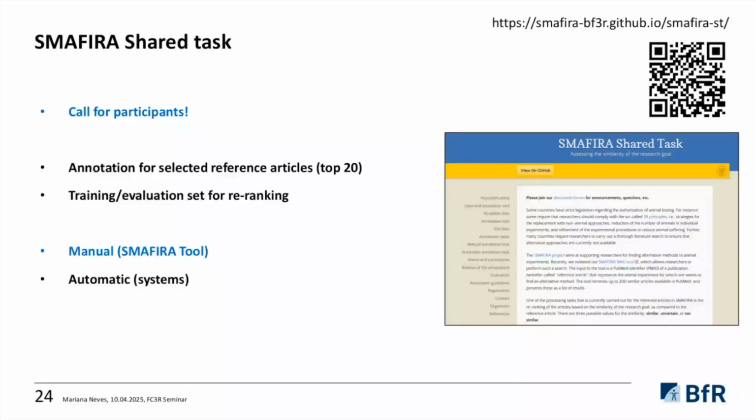So I read this PubMed abstract and evaluate with those three thumbs up, thumbs down, whether the research goals are similar or not. And this is what we aim to use for training our model, or at least evaluating how we're ranking better. So we ask participants to do a manual annotation using the SMAFIRA tool, or to develop a system and do this annotation automatically. So we select some PMIDs, some reference articles.